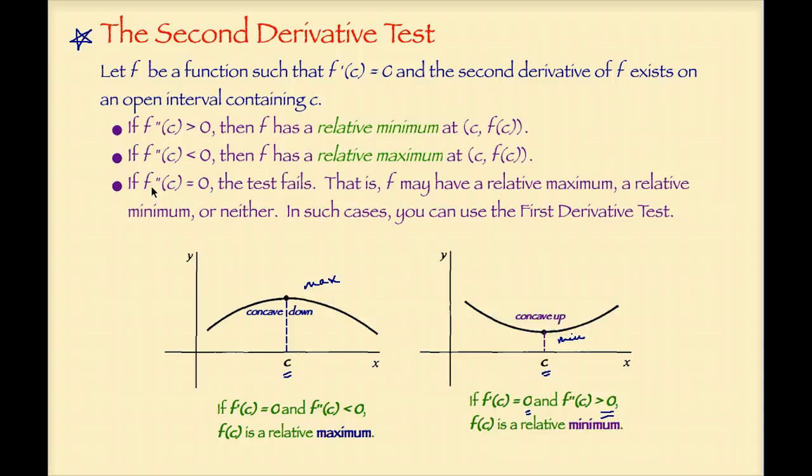And if f double prime of c equals 0, if the second derivative at this potential critical number is 0, the test fails. That is, f may have a relative maximum, a relative minimum, or neither. You won't be able to tell whether it's a max or min if the second derivative there is 0. In such cases, you can use the first derivative test. Remember, the first derivative test has us examining the behavior of the first derivative on either side of the critical number to determine whether it's a relative max or min. So both of these tests will help us with that information.